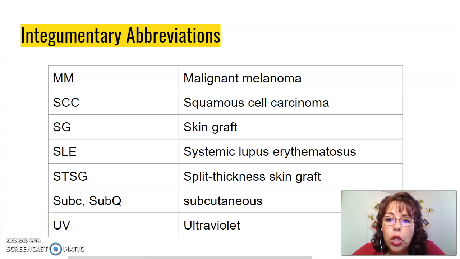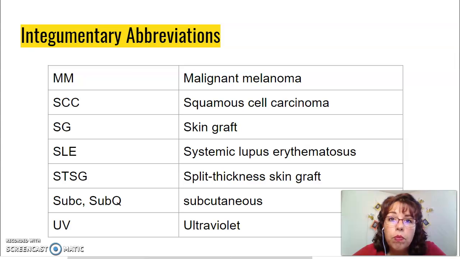SLE, systemic lupus erythematosus, and it's lupus. If you've heard of lupus, it's an autoimmune disease, and it can wreak havoc on all sorts of different places in the body. We most commonly see it in a rash on the face. That's where we get the erythematosus. Erythro is red, and so it's a red rash. STSG, split thickness skin graft. I'm not really requiring you to have that memorized.